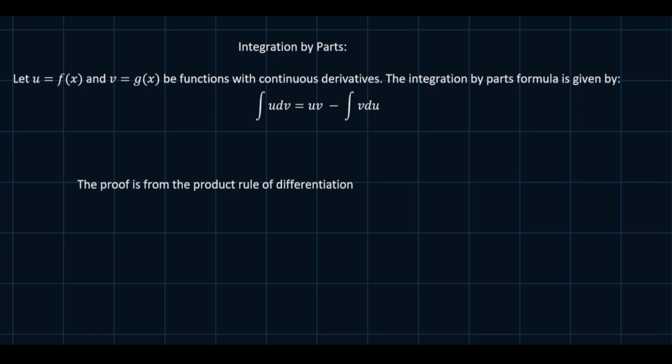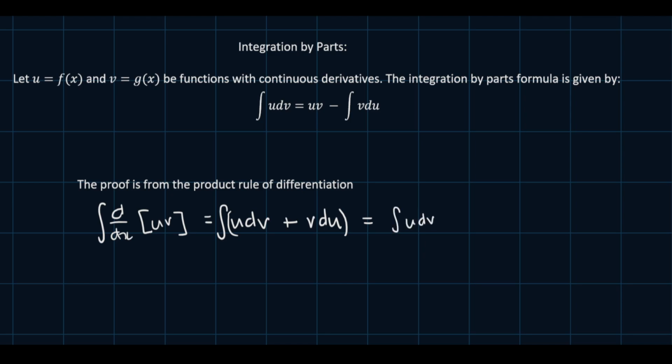Okay, recall from the product rule na kapag kinuha natin yung derivative ng product of two functions uv, this is u dv plus v du. Okay, now if we get the antiderivative, okay, by one property of integrals, we know na pwede nating isipin na yung antiderivative ng sum is yung sum ng antiderivatives.